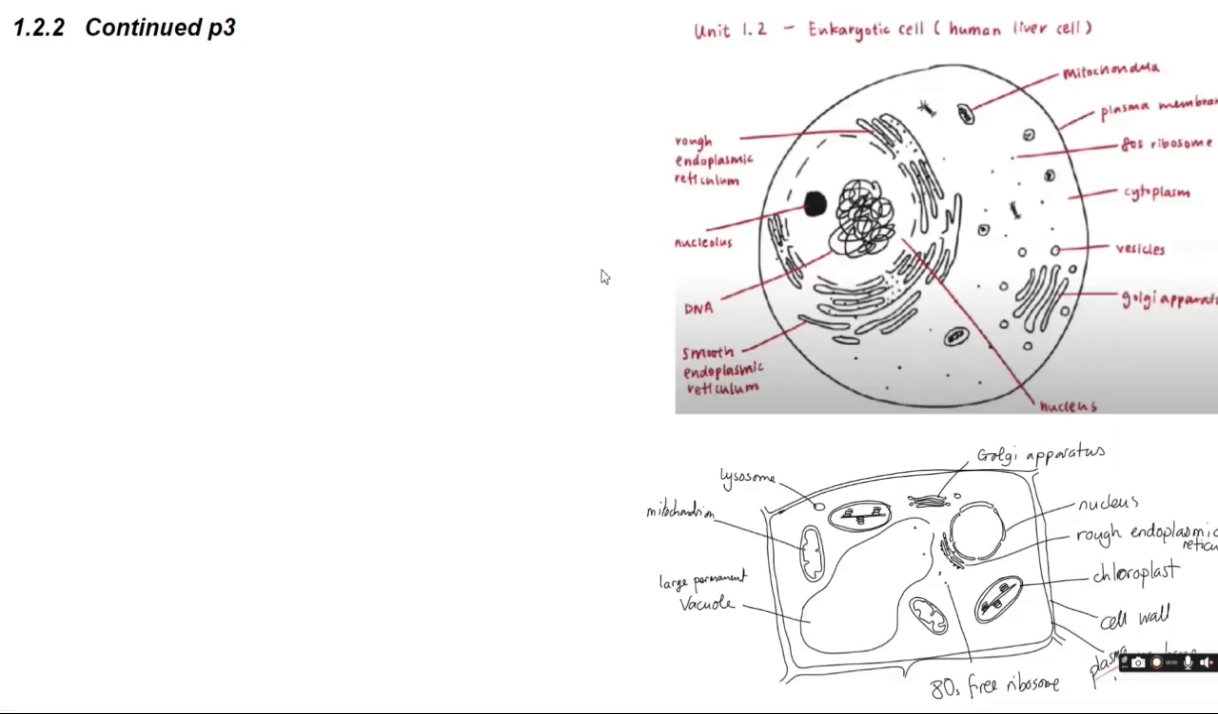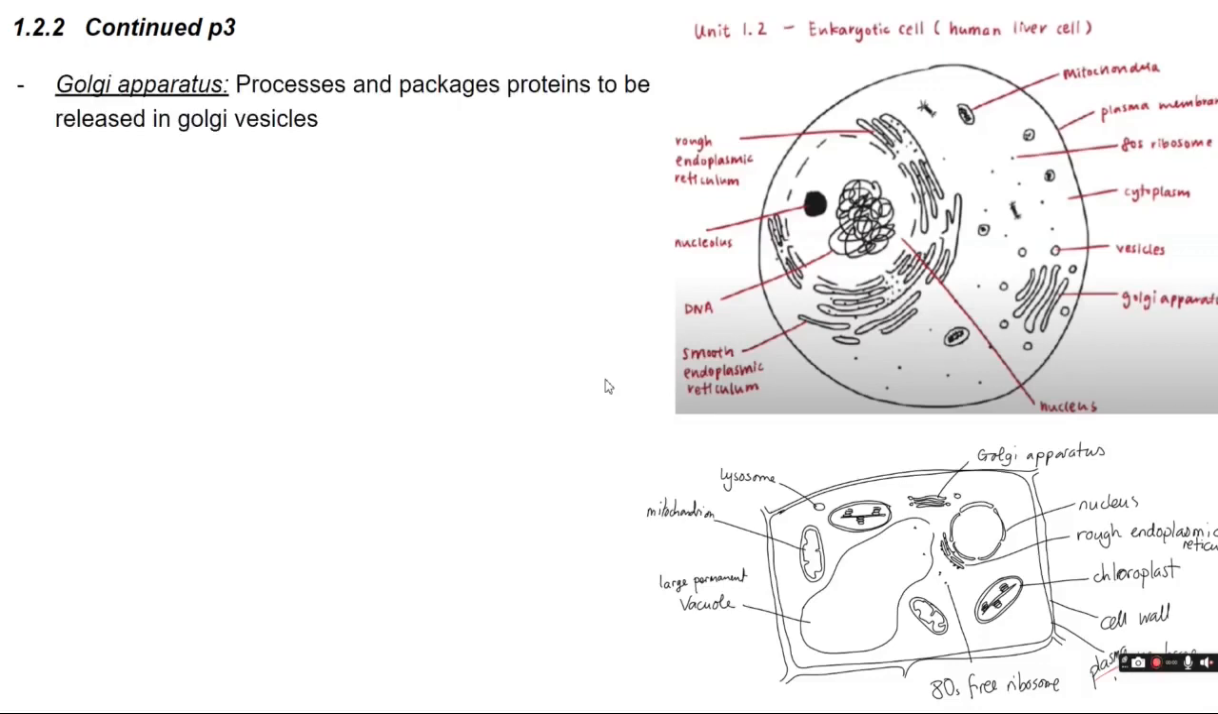So these are the drawings of the animal cell at the top and the plant cell at the bottom, so you're going to have to know how to draw them and label them, and also memorize the structure and function of the organelle. So the Golgi apparatus, what we said before, its function is to process and package proteins to be released into vesicles, which then take these proteins outside of the cell.